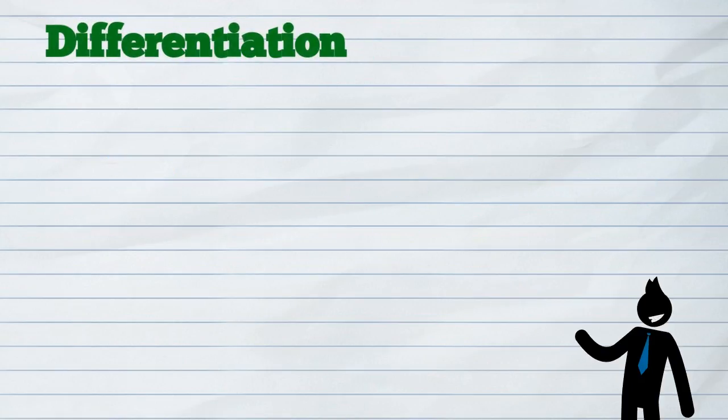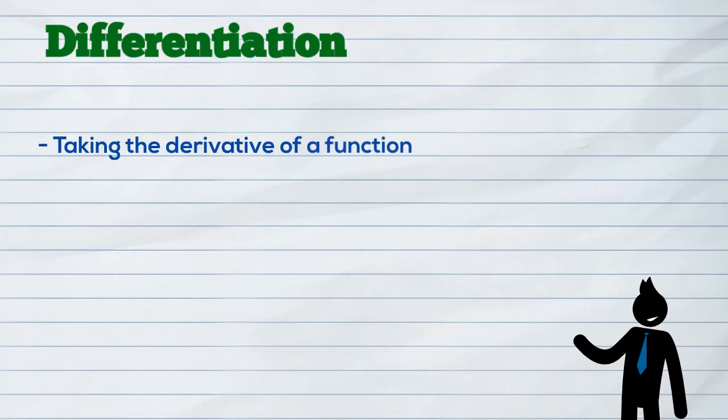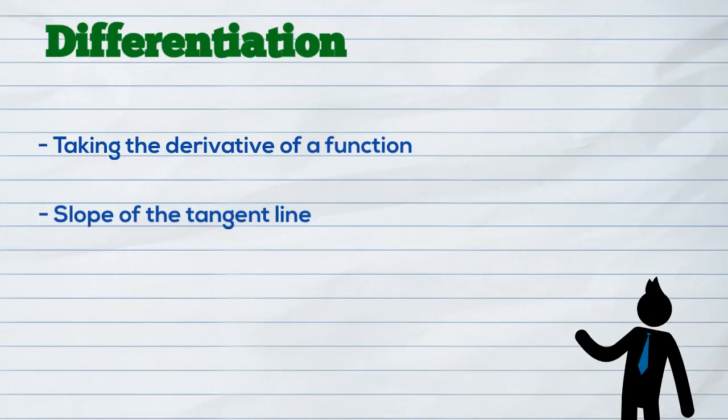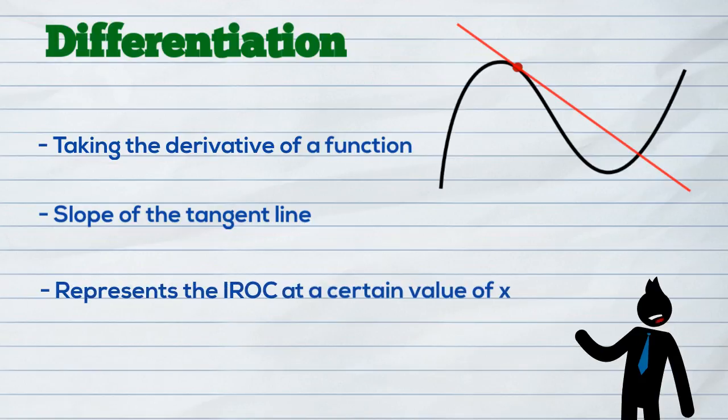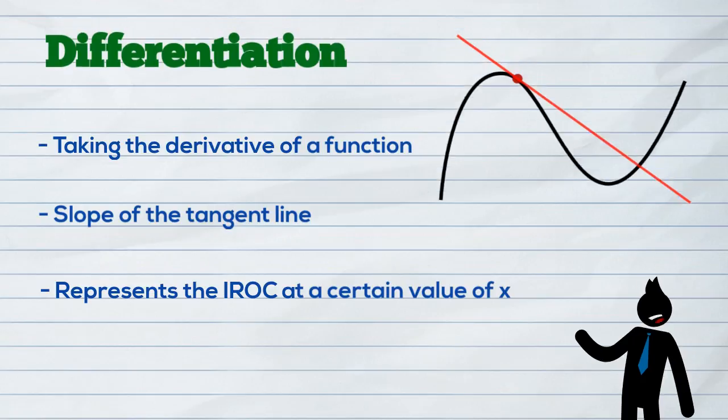The concept of differentiation involves taking the derivative of a function. The answer that we obtain as the derivative of a function is the slope of the tangent line at any point of x. In other words, it can be said that the derivative of a function can represent the instantaneous rate of change at a point, in relation to limits.